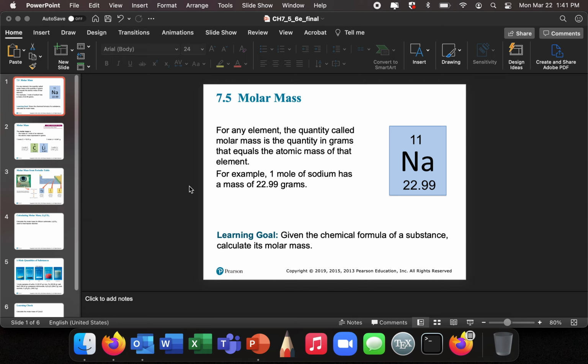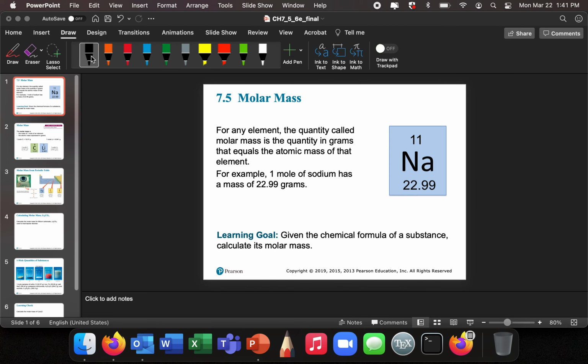Okay, so now we're going to put some things together, and we're going to talk about molar mass. Again, if you had a high school chemistry experience, then this is probably going to be relatively easy for you. So molar mass for any element is going to be the mass of a mole of that element, right? It's just by the definition. That's just what we're saying.